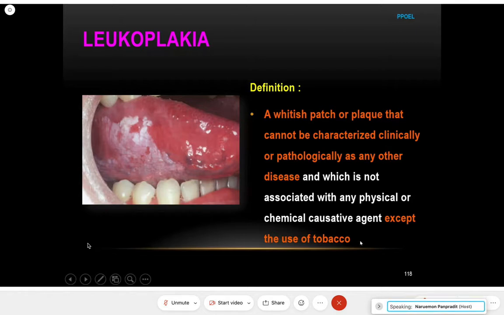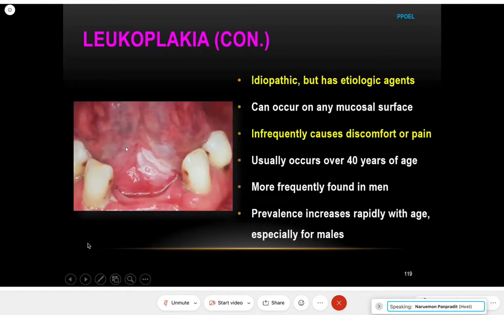There is no associated cause except the use of tobacco. From the picture, I think it's easy to diagnose: a white plaque that cannot be wiped off or scraped off, with a sharp border. Any location can be affected. It is idiopathic. The surface may be smooth or rough, thick or thin, it depends. And it usually occurs over 40 years of age.